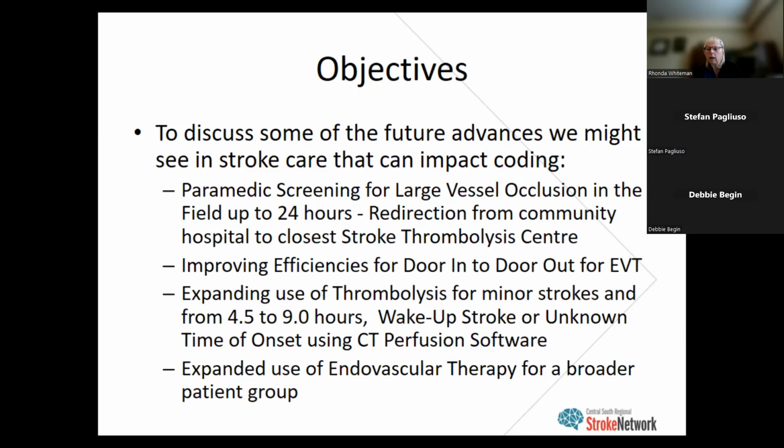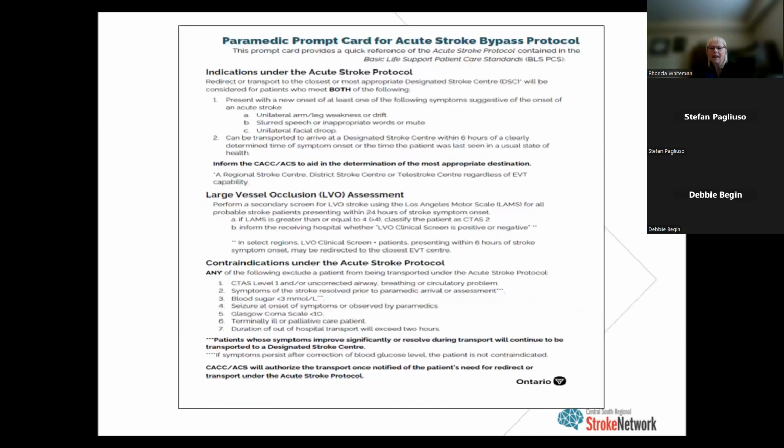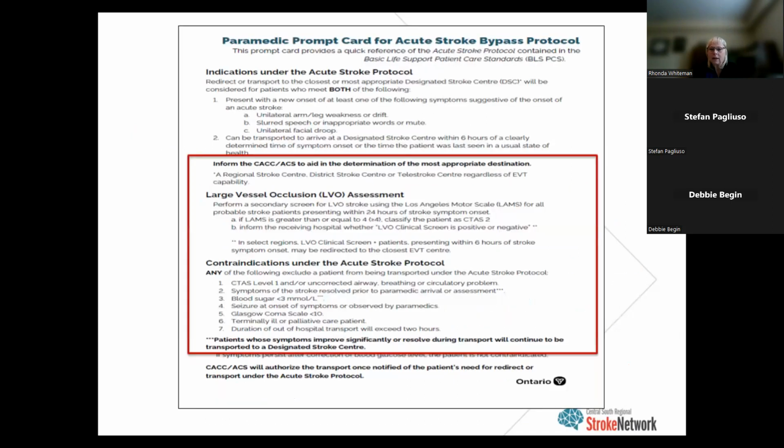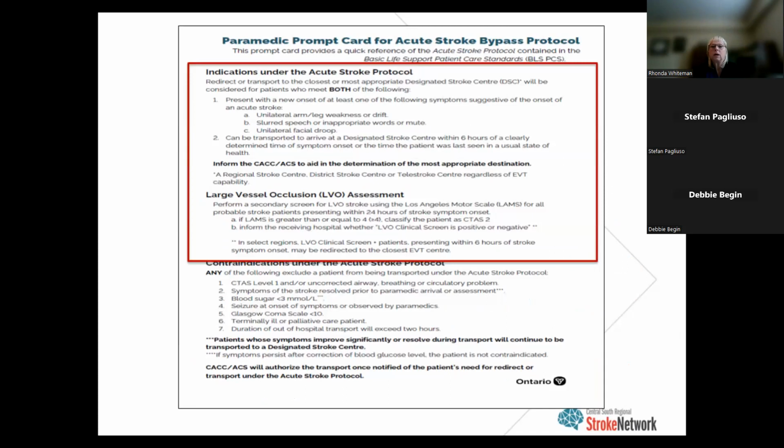We may be looking at improving efficiencies, expanding thrombolysis and EVT, and I'll talk about them both a little bit more very shortly. So as Steph said, the paramedics use the prompt card and they look at bypassing patients with stroke symptoms up to 6 hours from last known well.